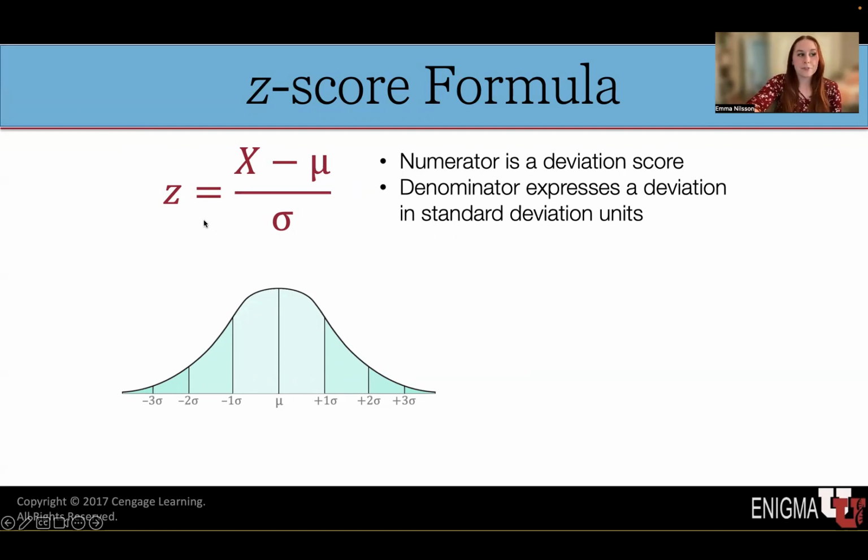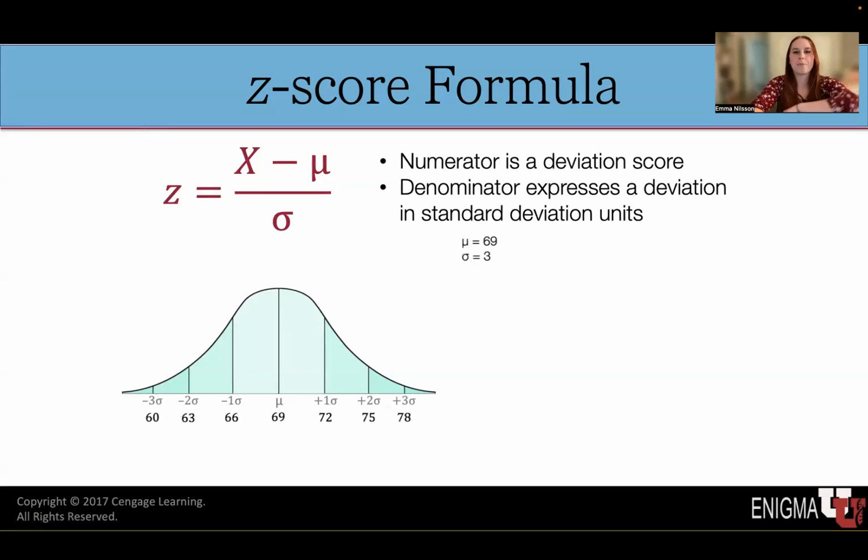And then you're going to divide your deviation score by the standard deviation. I said deviation like 6 times just then. You're going to divide your numerator by the standard deviation, because we want the z-score to measure distance in terms of standard deviations. Like we said before, we want standard deviation to be our units.